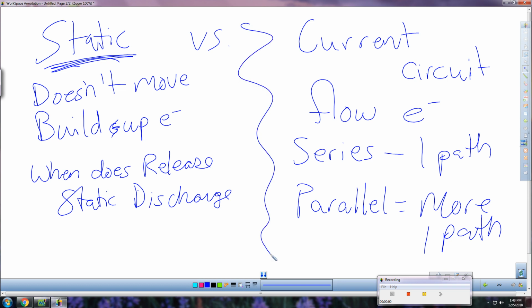So static electricity doesn't move, it's buildups of electrons. When it does release or move, we call that static discharge. And lightning is a perfect example of that. Current or circuit electricity is the flow of electricity, and there are two types. One is series. In a series circuit, there's only one path for the electrons to move. Parallel has multiple paths for those electrons to move.